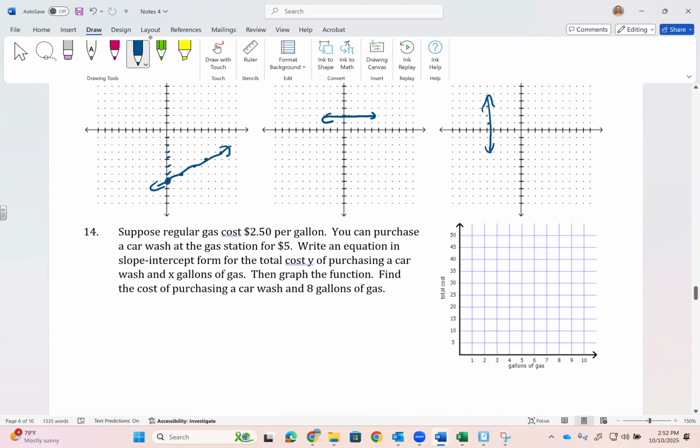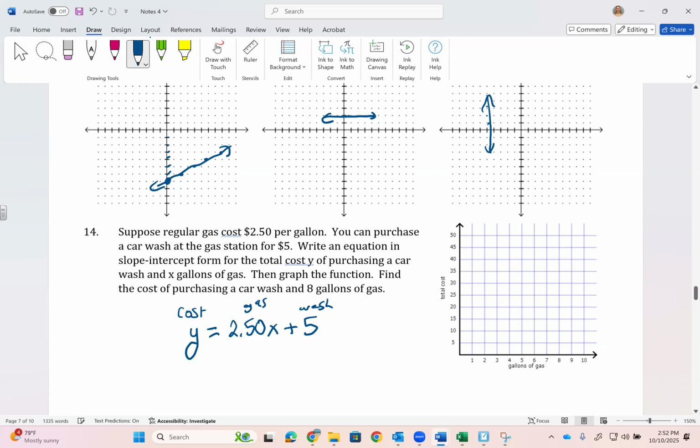All right, the word problem. Suppose that gas costs $2.50 every gallon, and you purchase the car wash for $5. So you're going to pay $5 for that, and write an equation talking about the cost of purchasing a car wash and a certain number of gallons of gas. So your cost is y equals, you're going to do $2.50 every gallon, and you're going to add on to it $5 for the car wash.